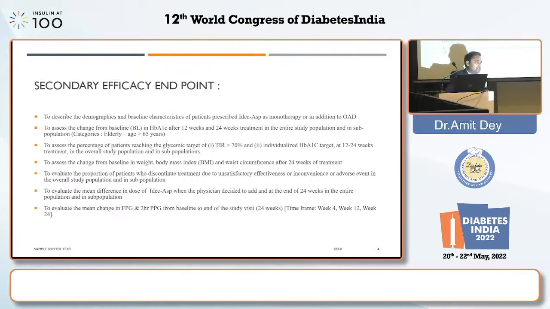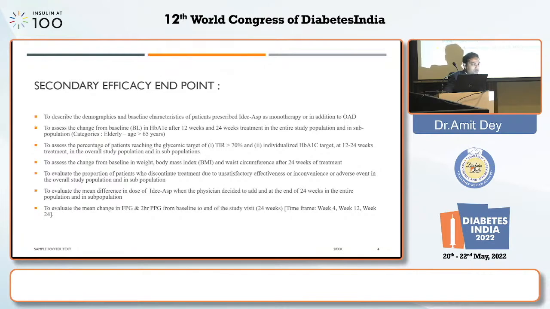If any patient is started on an IDegAsp and they go on to be added other insulin, we wouldn't want to include them, because then the efficacy part gets a little difficult to assess. So we're going to look at patients who are on monotherapy of IDegAsp, or in whom IDegAsp has been added to an OAD. That is going to be assessing the demographics and the baseline characteristics.